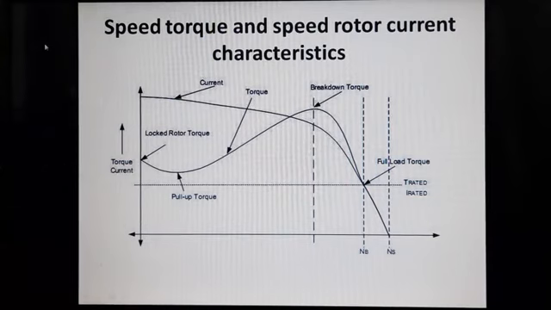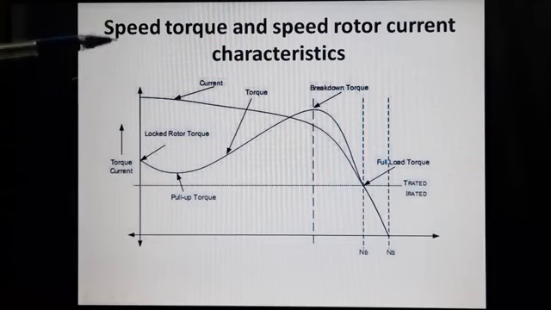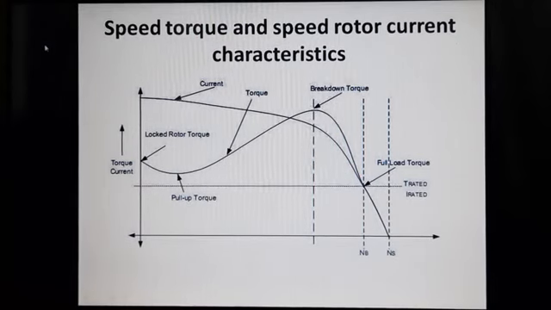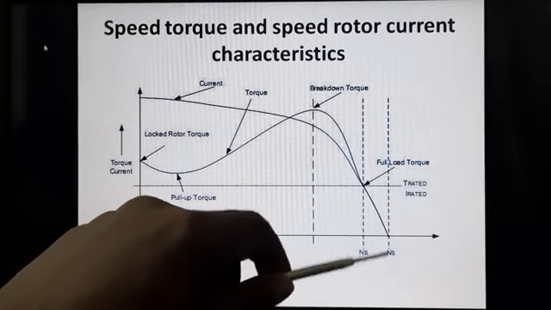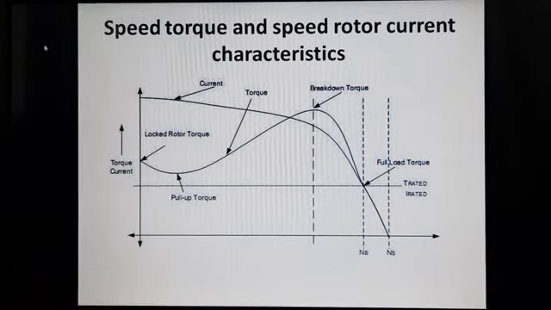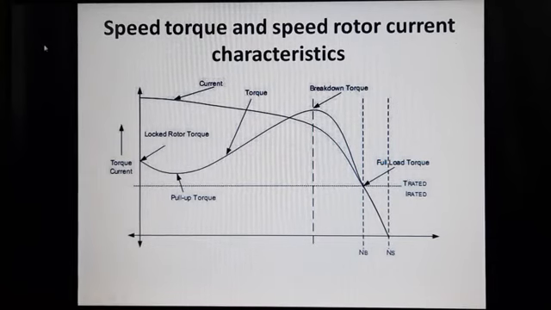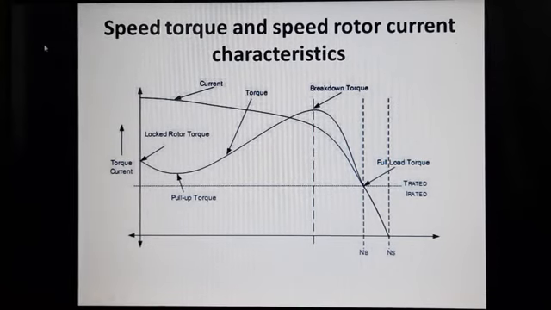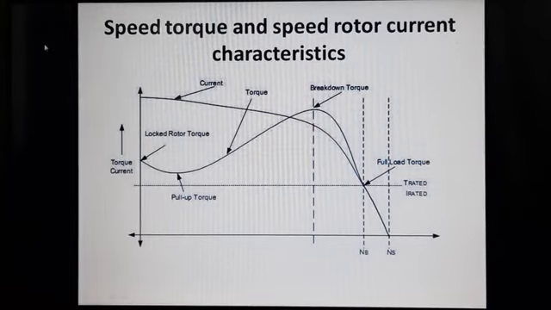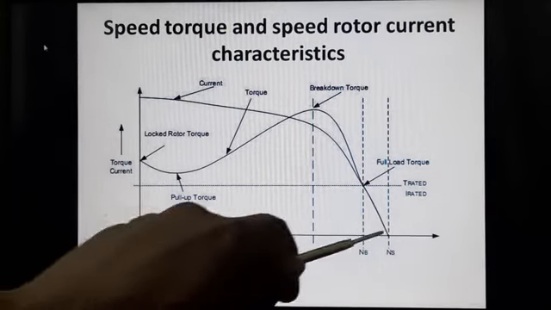So this is the speed torque characteristics. Here you will be able to see the y-axis indicates the torque and the x-axis indicates the speed. This is the synchronous speed. As you all know, at synchronous speed the value of slip is 0. So when the value of slip is 0, torque is directly proportional to slip. So when the value of slip is 0, the torque value is 0. So you will be getting at synchronous speed the value of torque as 0.